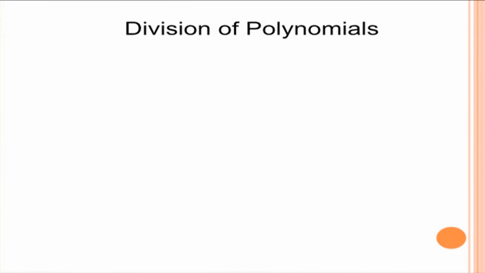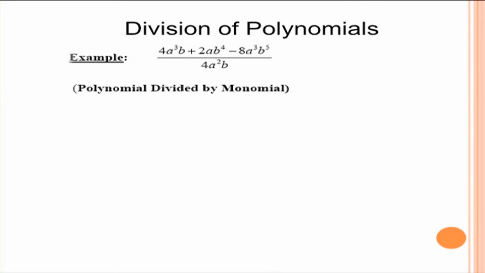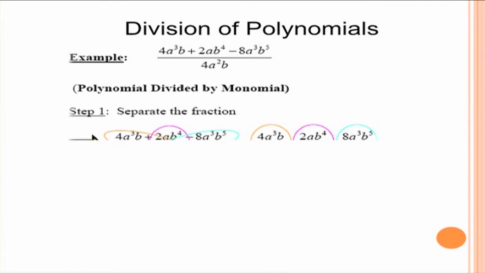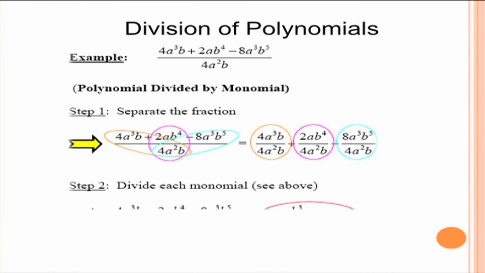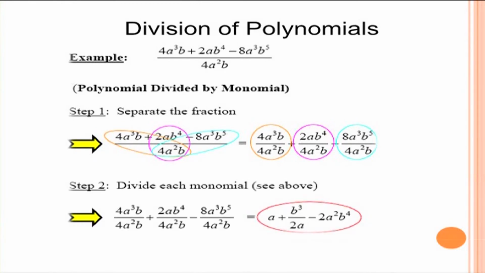The division of polynomials can be learnt as given in the example: 4a cube b plus 2ab to the power 4 minus 8a cube b5 divided by 4a square b. When we divide a polynomial by a monomial, we separate the fractions, that is 4a cube b upon 4a square b plus 2ab to the power 4 upon 4a square b and minus 8a cube b5 upon 4a square b. In the second step, divide each monomial and we get the answer as a plus b cube upon 2a minus 2a square b to the power 4.